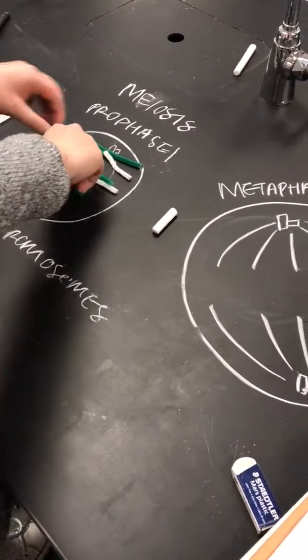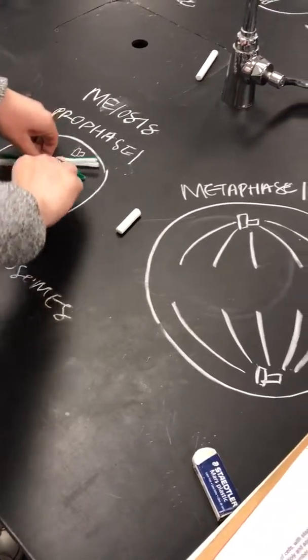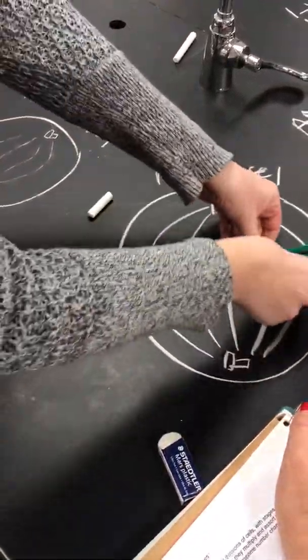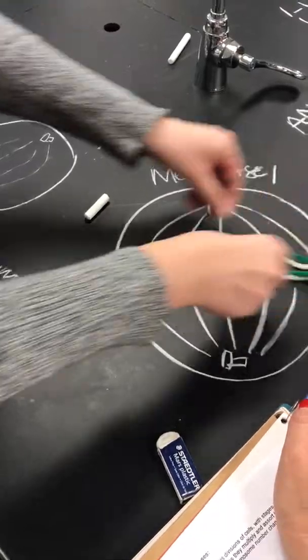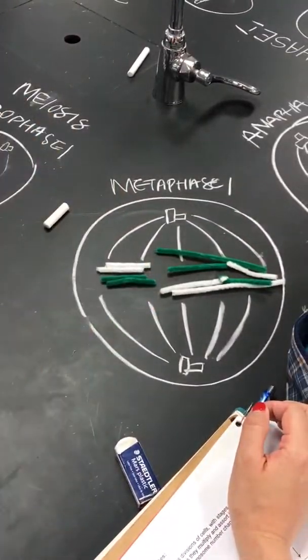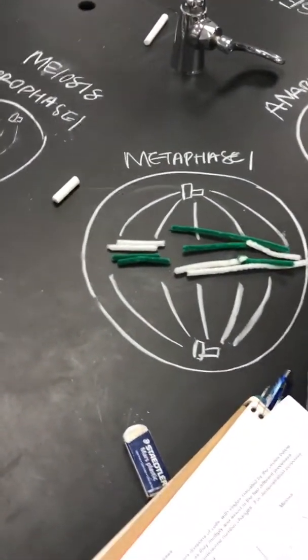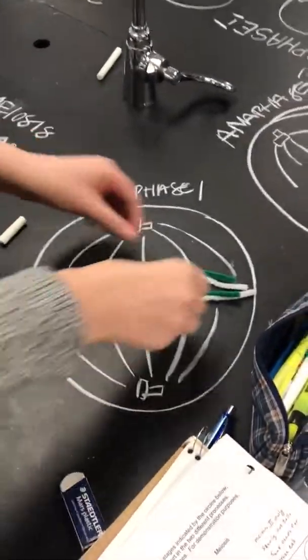In metaphase 1, the homologous chromosomes line up in the middle. They stay paired up as homologs. Yes, as homologous chromosomes. That's new. This is all new stuff. This is cool. Okay, and then now what happens?